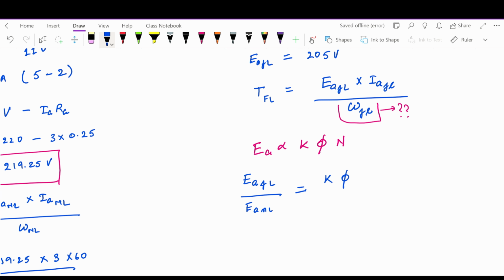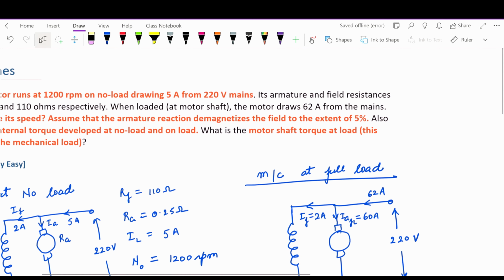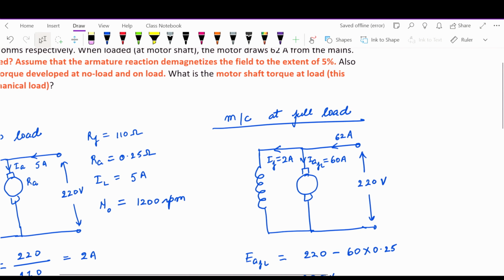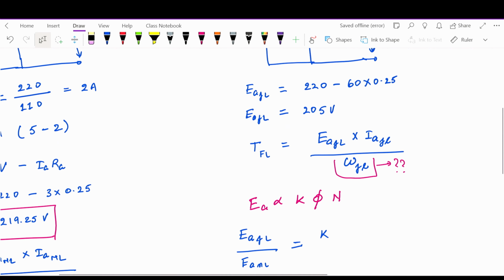Now K phi into N. What was the N? We have to find out, right? Though we have to take one more thing into consideration, that here in the question it was given that the armature reaction demagnetizes the field by 5%.